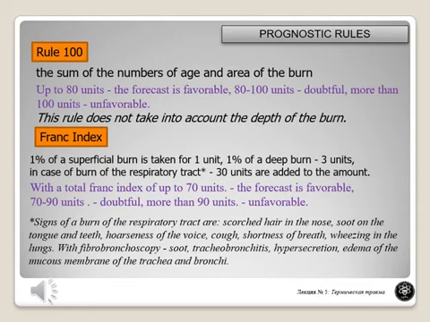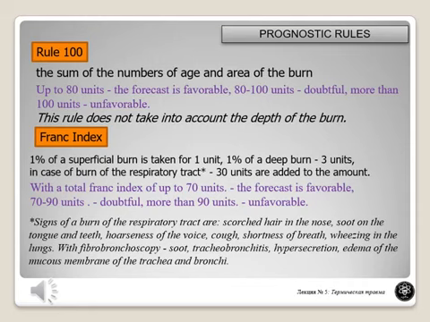A more serious index is the Frank index, which takes into account the following. In this index, 1% of a surface burn is taken as 1 unit. 1% of a deep burn, which is more severe, that is, third B and fourth degree, is taken as 3 units. There is an amendment for the presence of a burn of the respiratory tract, and it adds a fairly powerful figure of 30 units. With a total Frank index of up to 70 units, the forecast is considered favorable. From 70 to 90 doubtful, and more than 90 units unfavorable forecast.